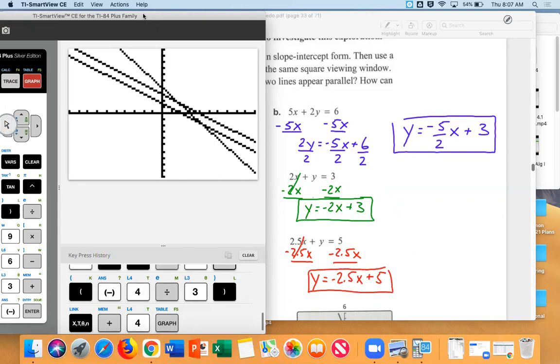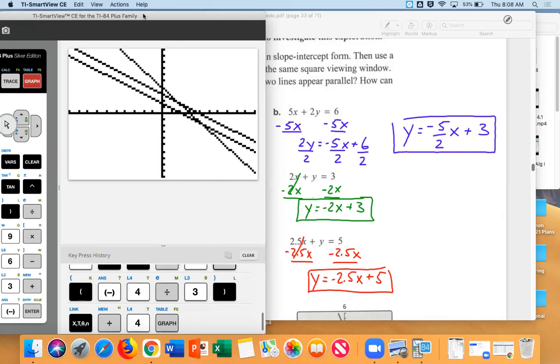Was everybody able to get to this point? Let's go with Hope. Were you able to get to here? I'm doing it now. Okay. Nate, were you able to get to here? Yeah. Awesome.